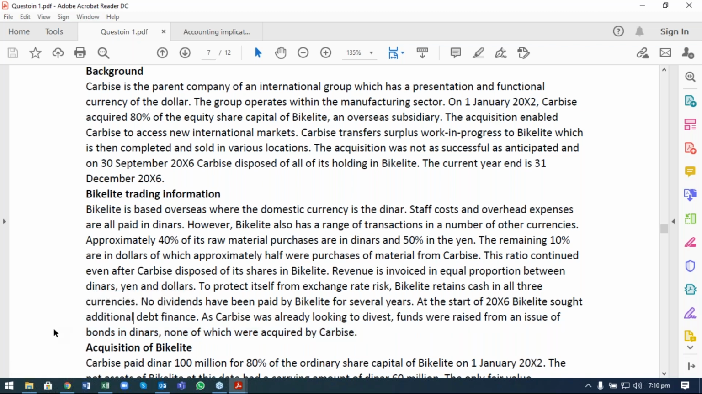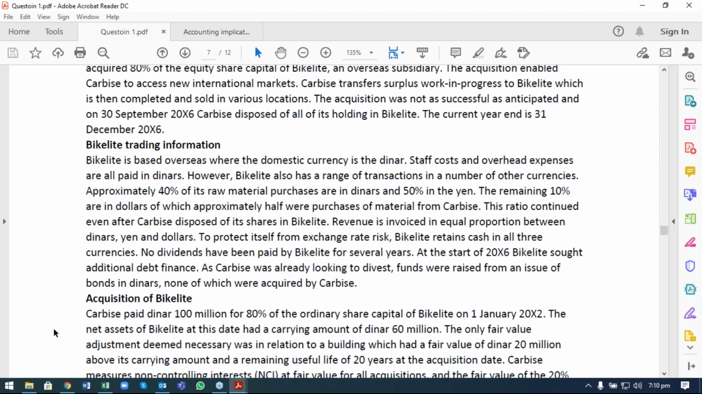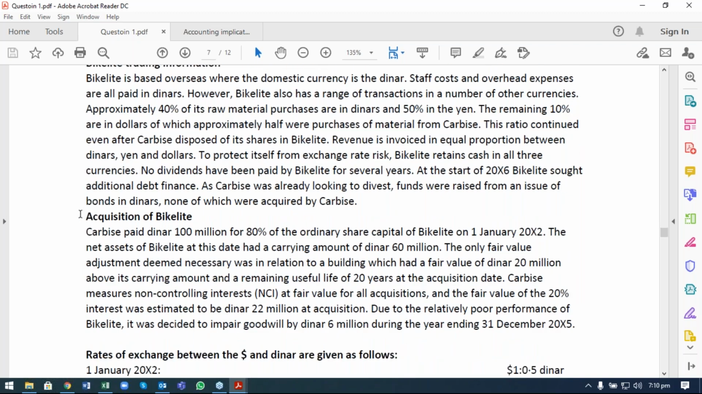The next scenario is about how Bakelite was acquired. Carbise paid 100 million dinars for 80% of the ordinary share capital of Bakelite on 1st January 2002. The net assets of Bakelite at this date had a carrying amount of 60 million dinars. The fair value adjustment deemed necessary was in relation to the building, which had a fair value 20 million dinars above its carrying amount and a remaining useful life of 20 years at the acquisition date.